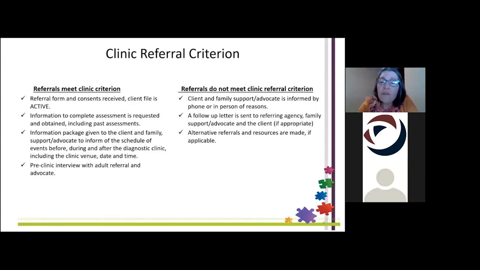There are some referrals that don't meet clinic referral criteria. They could be a child is too young. And in that case, the client and family support or advocates and the referrer are also notified of the reasons why the referrals don't meet the clinic referral. Often a follow-up letter is sent, and we always want to make sure that there's alternate referrals and resources that are applicable and follow-up, particularly if the child's too young to come to clinic. We want to make sure that they're followed.